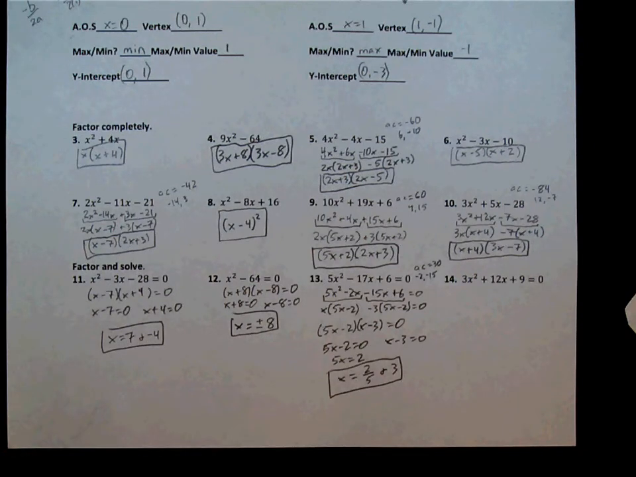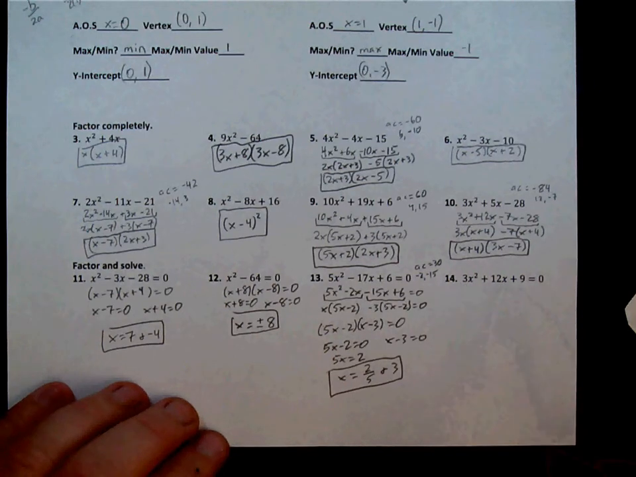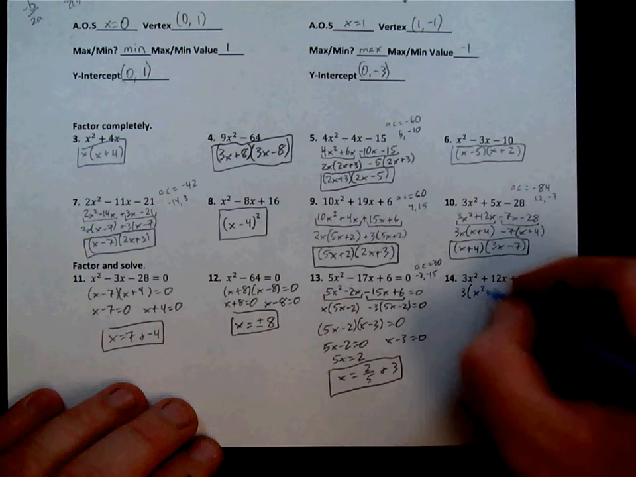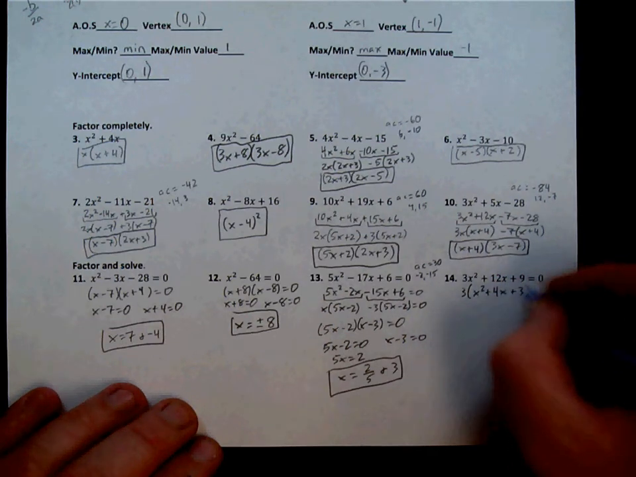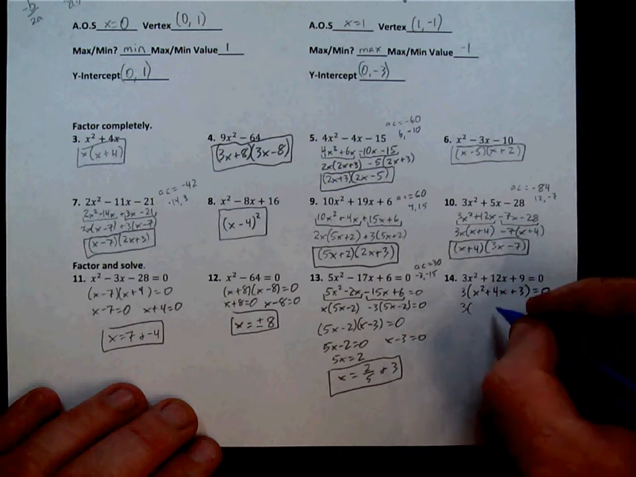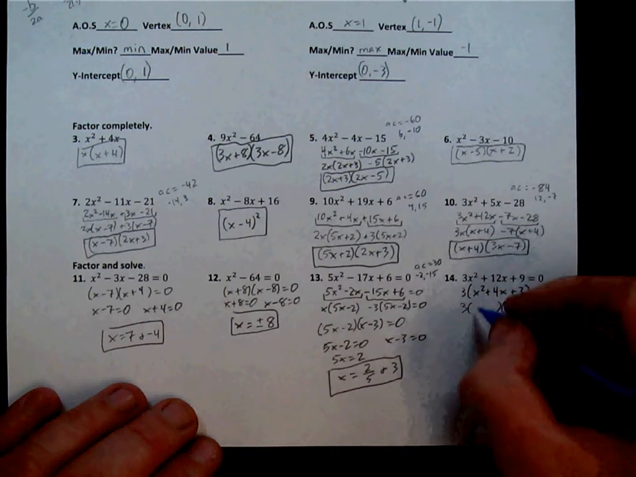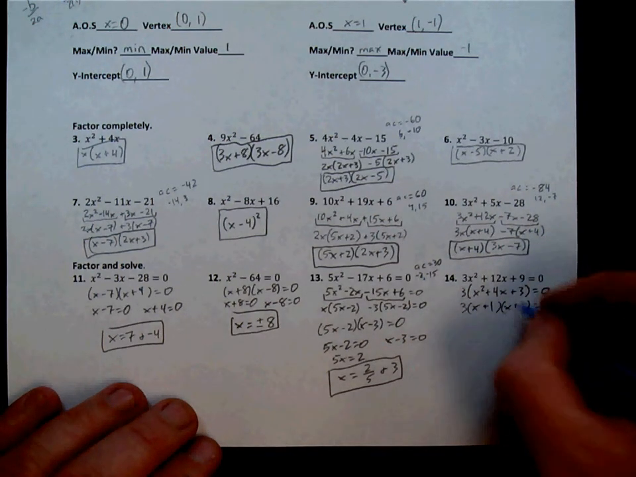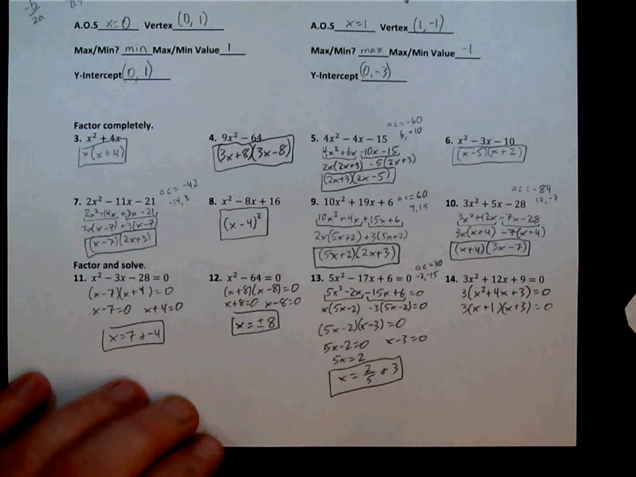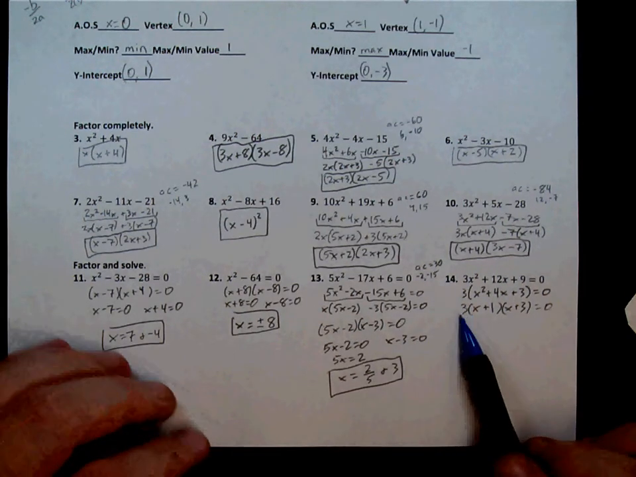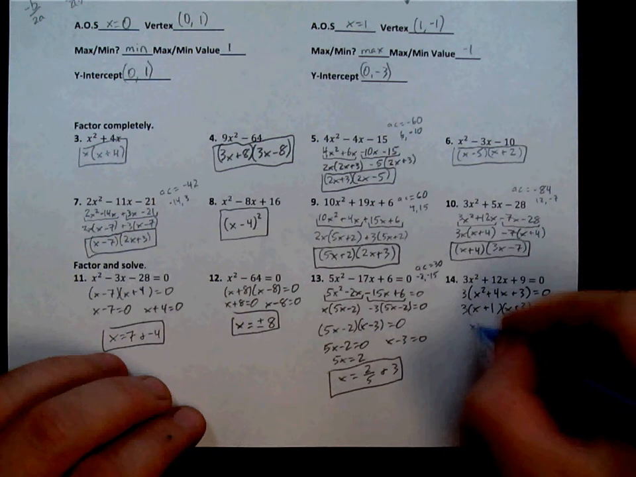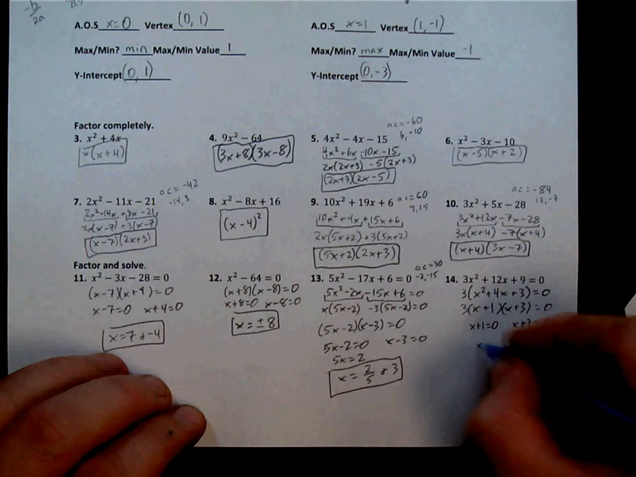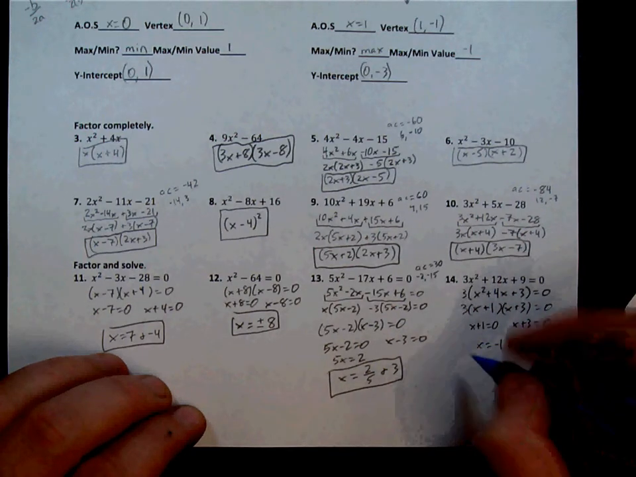Number 14, before I jump into the AC thing, I notice that all of them are divisible by 3. So I would factor 3 out first. That's going to make it a nicer problem. x and x. I need 2 numbers to multiply to 3, add to 4. That's a 1 and a 3. Set each factor equal to 0. Technically 3 is a factor, but it doesn't equal 0. So I ignore that one and I go to the x plus 1 and the x plus 3. Set them both equal to 0 and solve. I get negative 1 and I get negative 3.